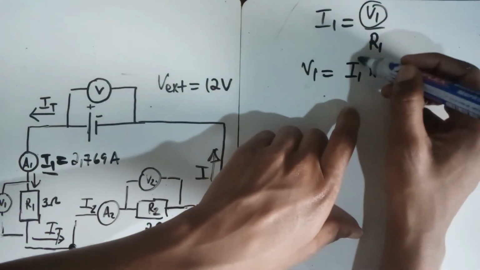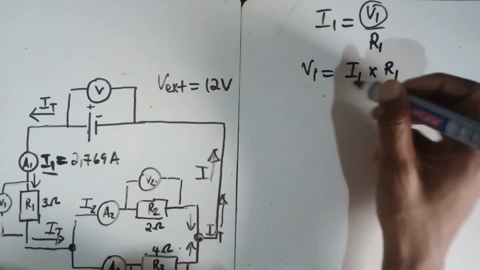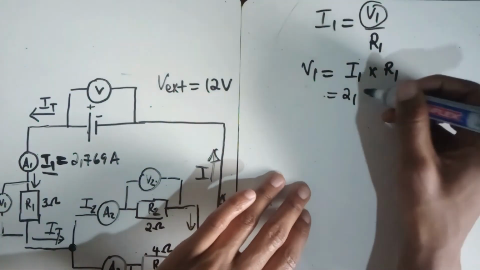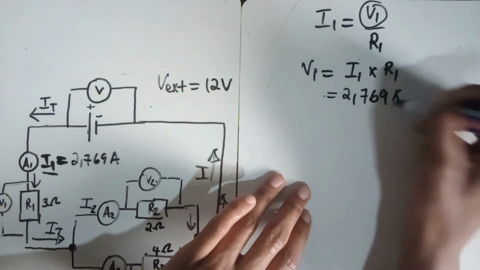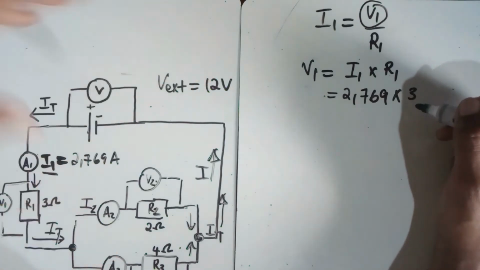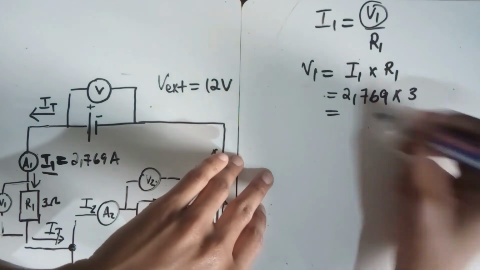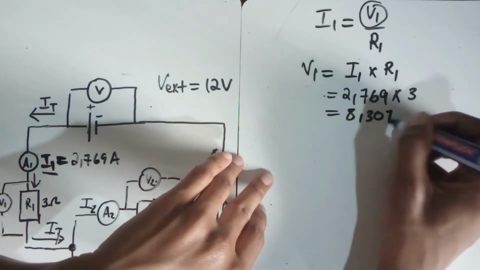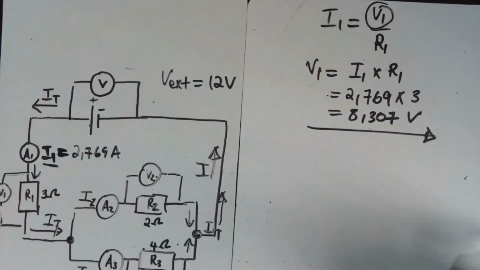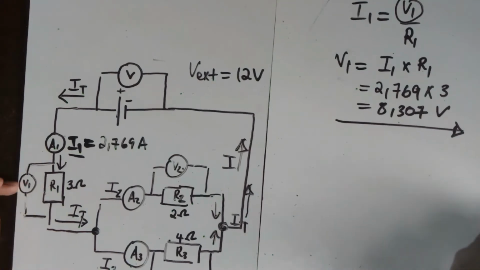So we know what I1 is because we just found it to be 2,769 in the previous equation. We know the value of R1 is 3 ohms. So we have 2,769 multiplied by 3. And if you do this calculation, I think you're going to come to a value of about 8,307 volts. So that is the reading that this voltmeter here will actually read on your resistor.